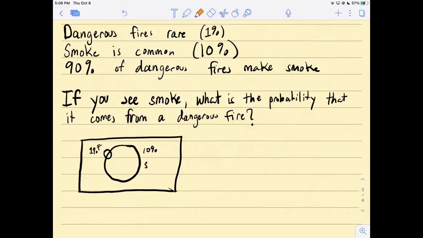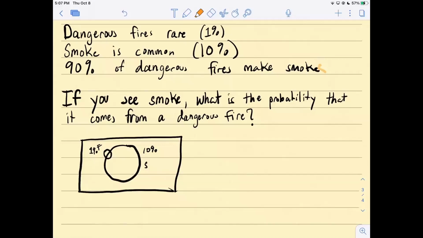Quentin, do you want to share how you thought about it? Yeah, sure. Give me just a second to put my thoughts together. Okay. So first I found the amount of dangerous fires that would be producing smoke, like the overlap, which would just be 1% times 90%, which gives 0.009 or 0.9%. Nice. So is everyone okay with that idea? That little overlap area, we know that 90% of dangerous fires make smoke.